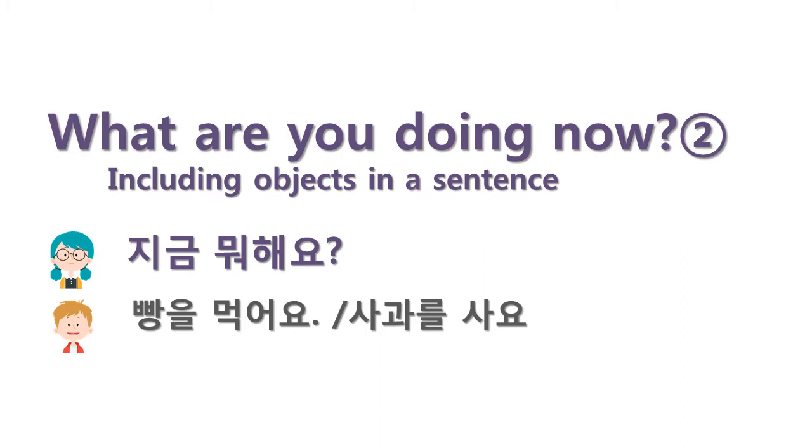In today's lesson, we will continue learning how to explain what we're doing now by including objects in the sentence. So we have the same question, 지금 뭐 해요? And then the answer, if we want to answer, I'm eating bread, then I is the subject, bread is the object. So how do we include the object bread? We say, 빵을 먹어요. Or if you want to say, I am buying apples, we say, 사과를 사요.